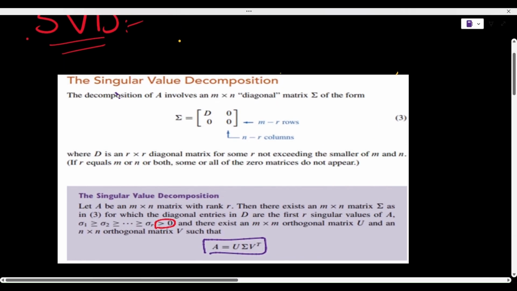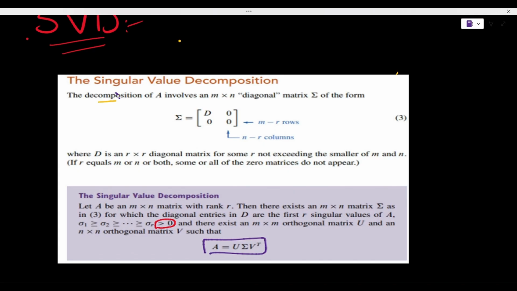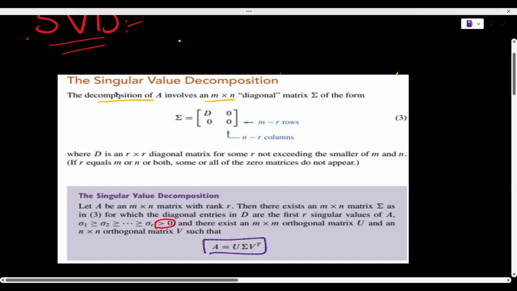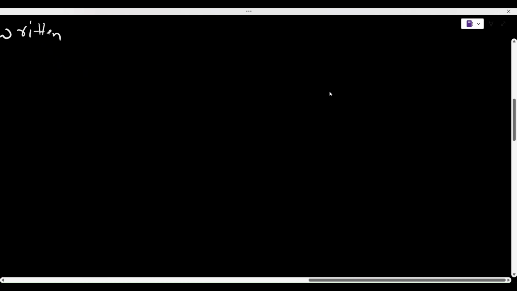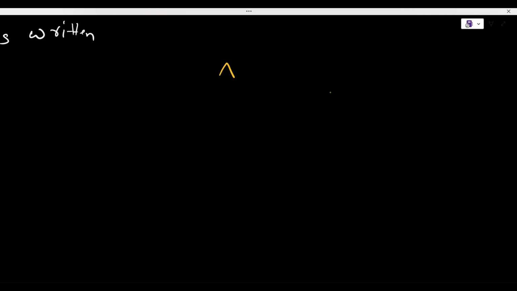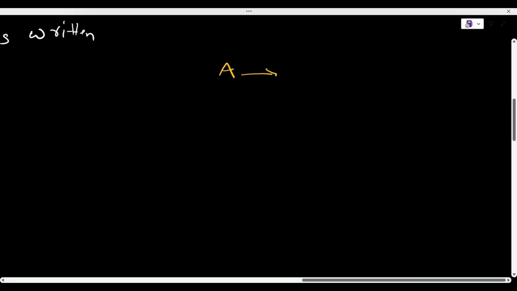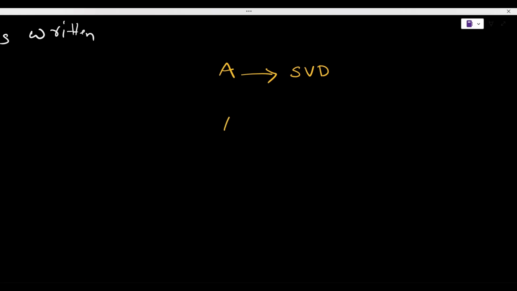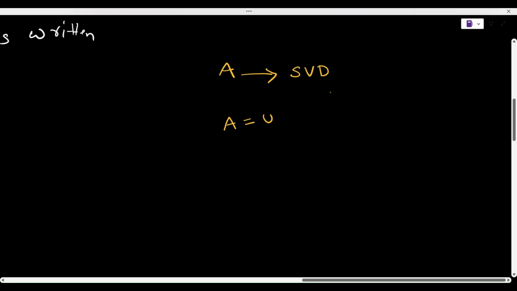Singular value decomposition. First, the decomposition of A involves an m by n diagonal matrix of the form sigma equal to [D 0; 0 0]. What we are doing is, given a matrix A, we have to find its singular value decomposition. So first we have to express A in terms of U D V transpose. This is called the singular value decomposition of A. What is U, what is D, what is V transpose, we will see one by one.